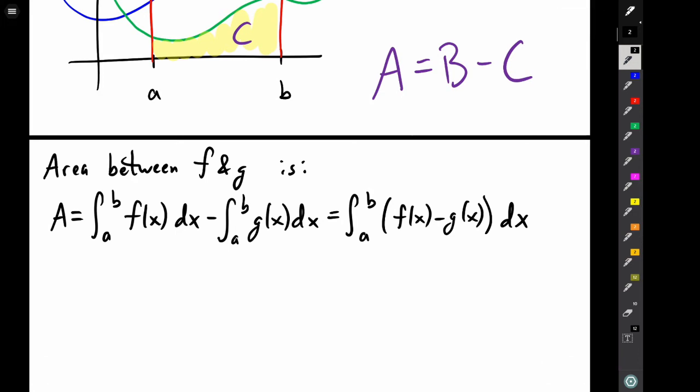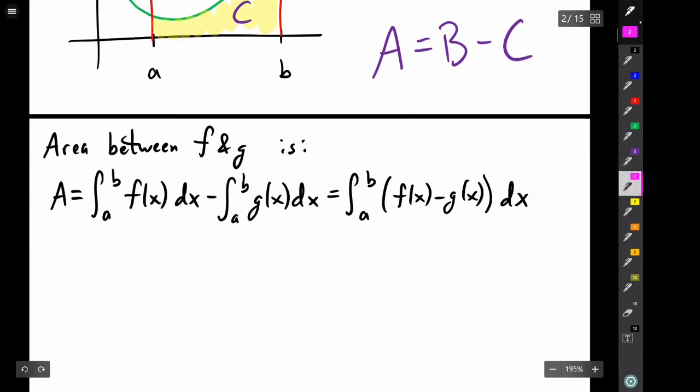So provided that f of x is greater than or equal to g of x on this interval from a to b, then the area between the two functions is just the integral of the difference. Just a little reminder here that f is the top function and g is the bottom function. So that's the idea behind it.